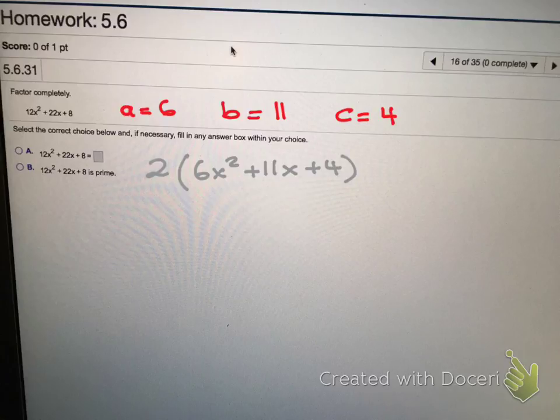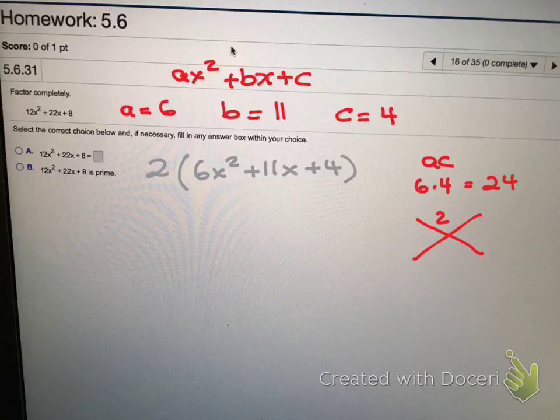And the AC method comes from the fact that we have a quadratic expression here, which has the general form of ax squared plus bx plus c. Okay, so now the first step is to multiply a times c. 6 times 4 is 24. We're looking for a pair of numbers. A pair means 2. We're looking for 2 numbers now. When we multiply them, give us 24. But at the same time, when we add those 2 numbers, it has to be equal to b, which is 11.